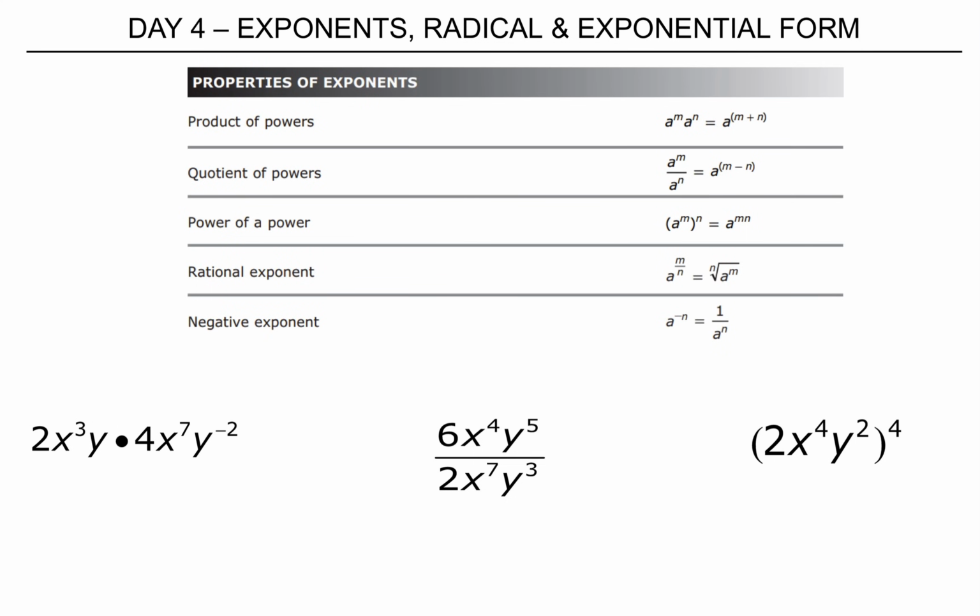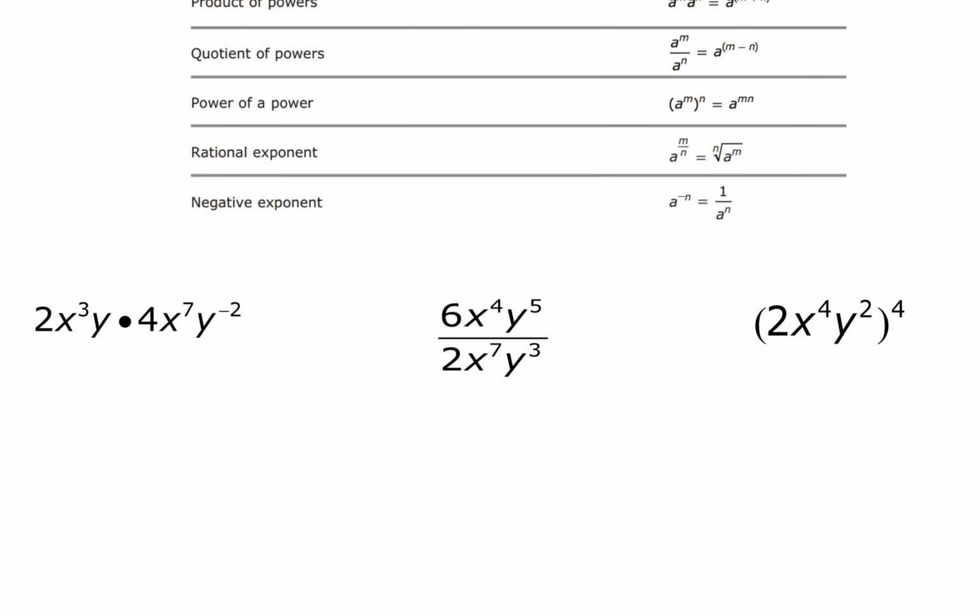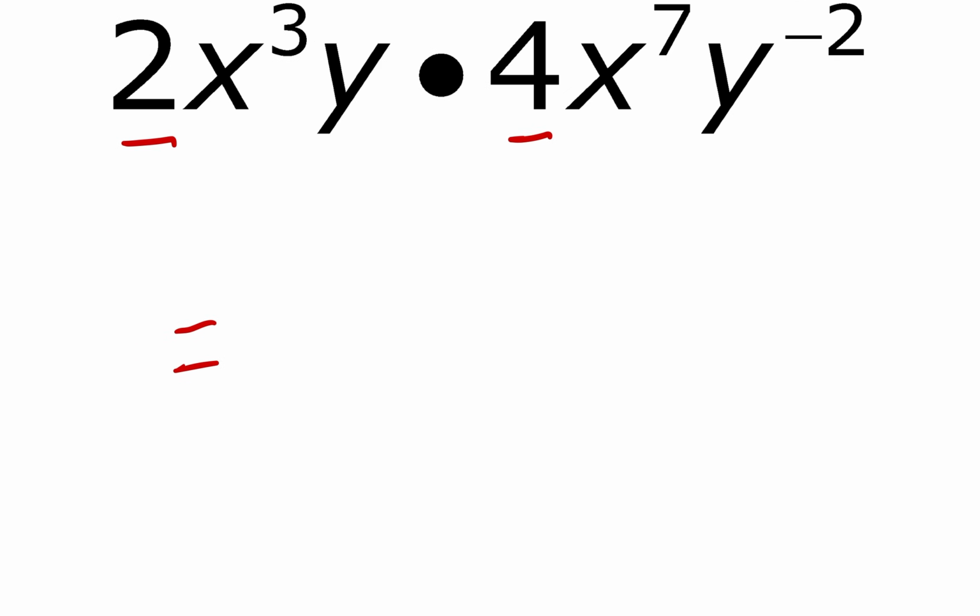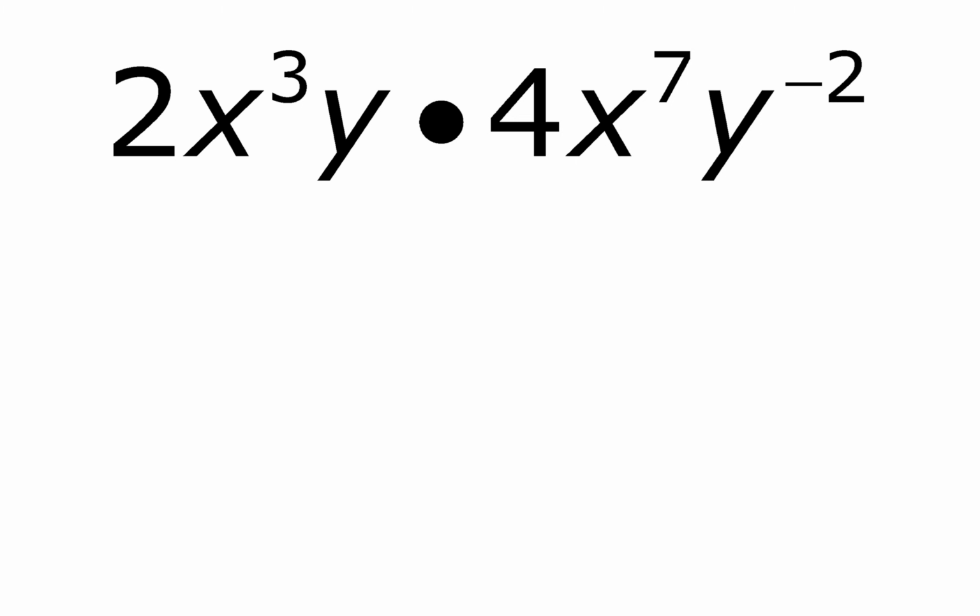Okay, in this video, we will go ahead and review how to simplify algebraic expressions using exponent, radical, and rational rules. So looking at the first example, we have to multiply the coefficients 2 and 4. We multiply them, and that will end up giving us positive 8.